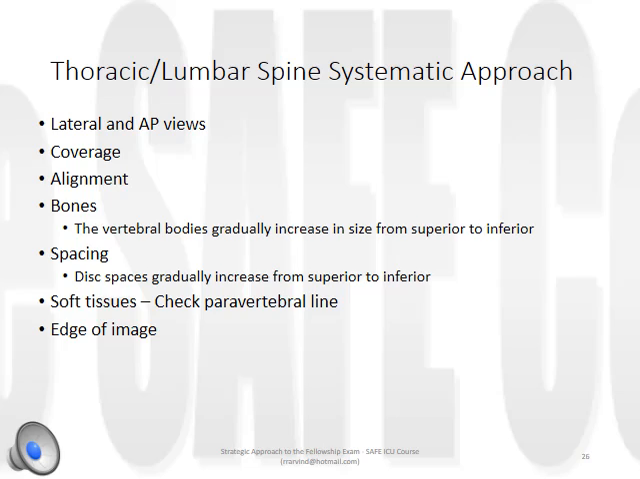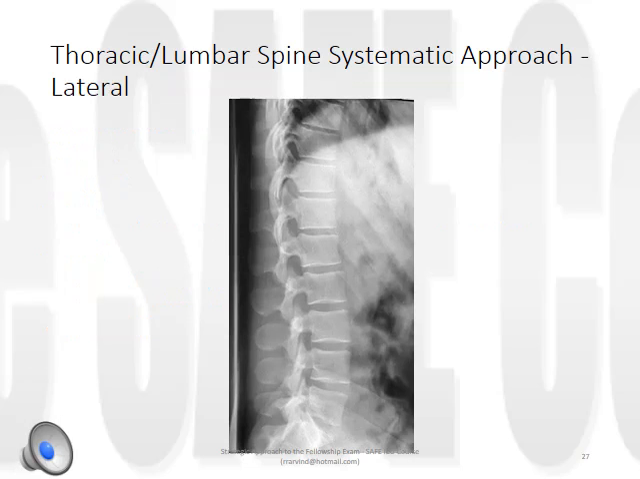The disc spaces gradually increase from superior to inferior, but due to magnification and spine curvature, the vertebral bodies and discs at the edges of the image can appear larger than those in the centre. The L5-S1 space is normally slightly narrower than L4-L5. Soft tissues, checking the paravertebral line, and also check whatever else is on the X-ray. Don't miss the pneumothorax, for example. So have a look at this image of a normal lateral thoracic lumbar X-ray and go through systematically as we've just discussed.